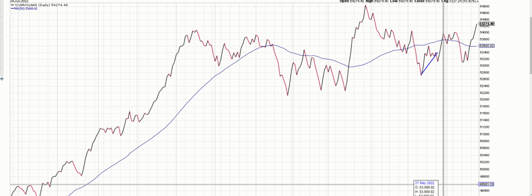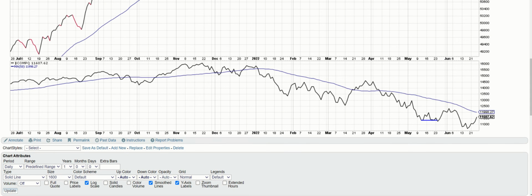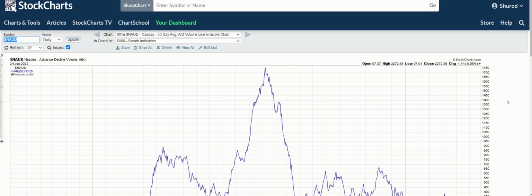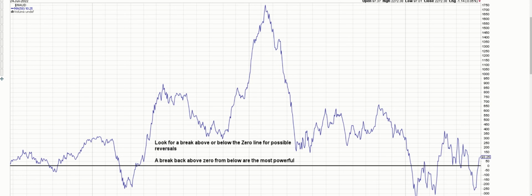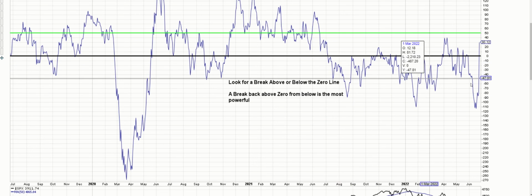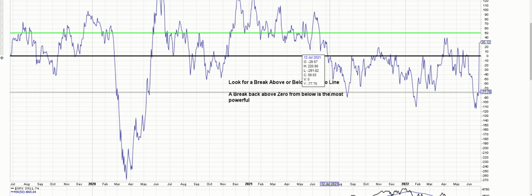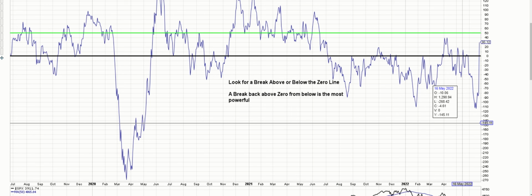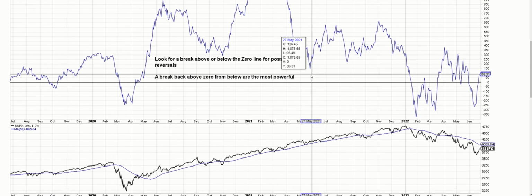But let's look at one chart here, and this would be the last one. Let's look at an invisible chart of the advancing minus declining volume, the volume invisible chart. I showed you that for the New York Stock Exchange. Remember, this is the invisible chart for the New York Stock Exchange. It got above zero. Remember I showed you this? Well, I got one for the NASDAQ too. Here's the invisible chart for the NASDAQ.